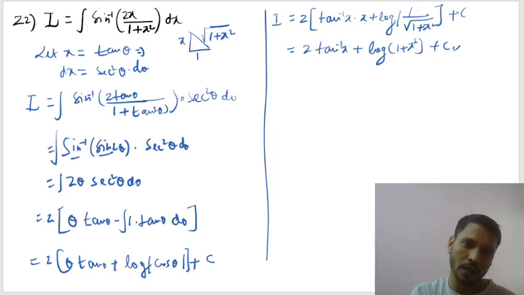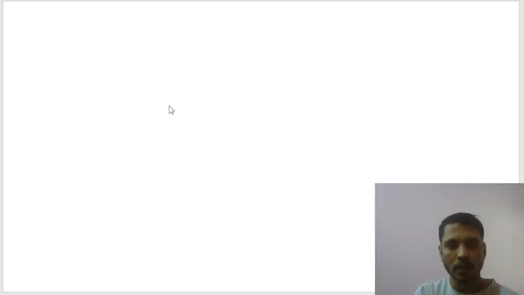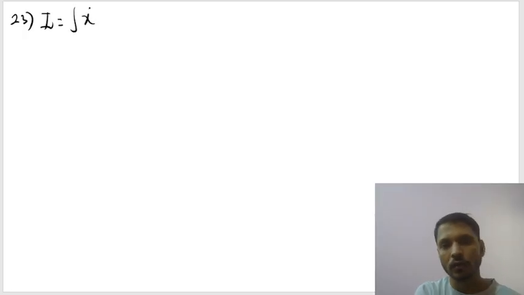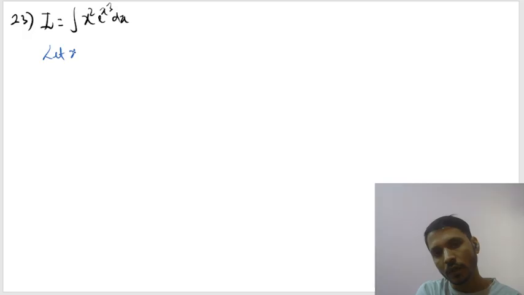Alright. Now second last question, that is 23. Question number 23: let I be equal to e to the power x square into e to the power x cube into dx. You can see x cube and x square, both the terms are present here. So directly assume x cube is equal to t. So 3x square dx will become dt. That means x square dx is equal to 1 by 3 dt.